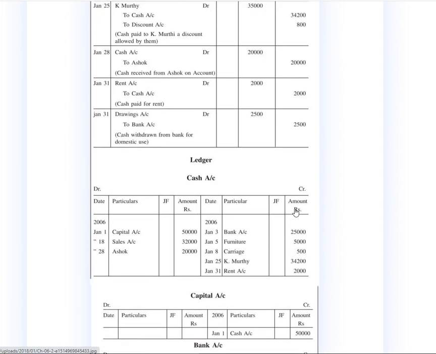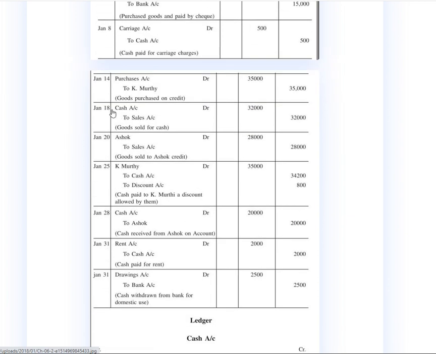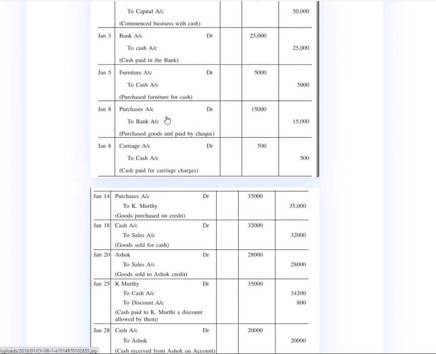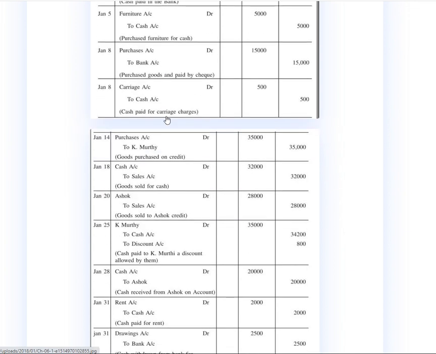Next, we go to the next transaction. That is on January 18th, cash account. Okay, one second. Not on January 18th. I think we left something. We did not take this January 8th carriage account debit to cash account. This we have missed, I think. Okay. So carriage account debit to cash account.